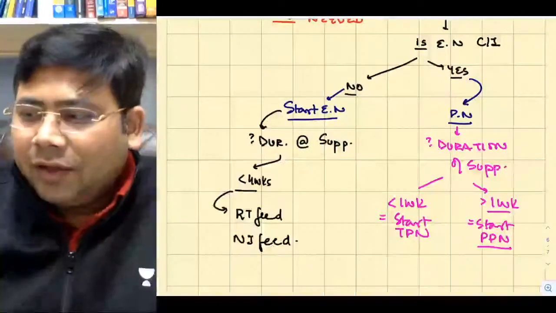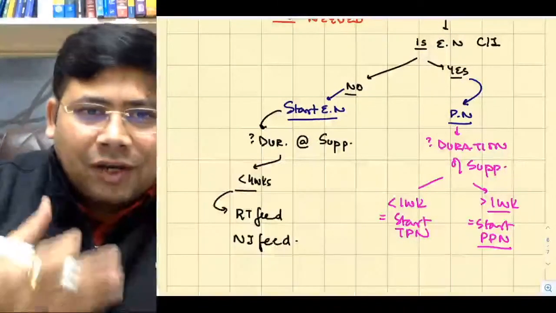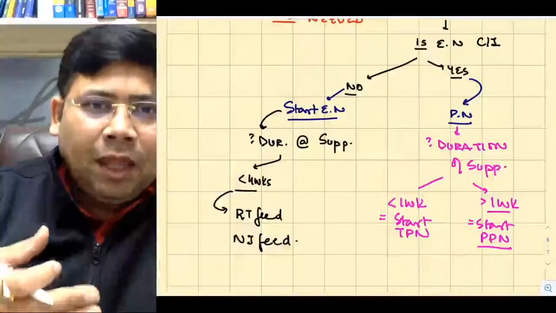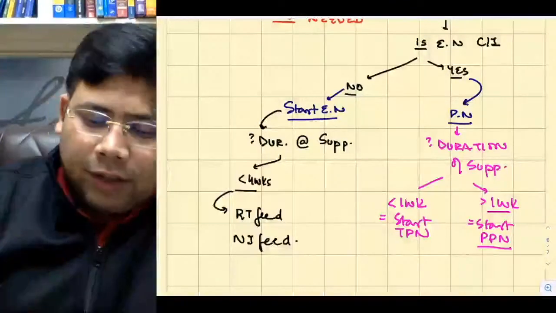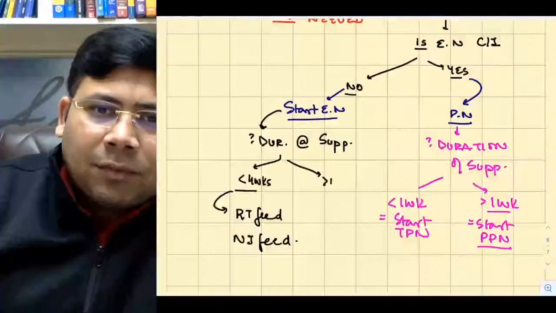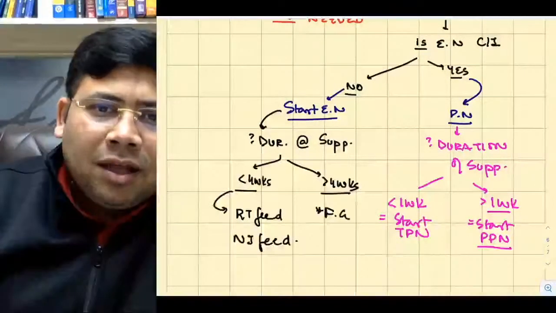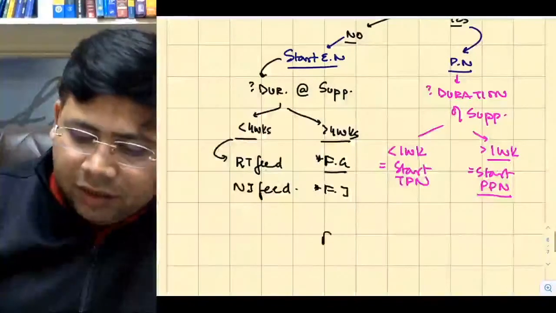RT feed and NJ feed depends on whether the patient has good gastric emptying, because if the gastric emptying is not good and you give the food in the stomach, you will always have a reflux, and this will cause aspiration pneumonitis. If you require support for more than 4 weeks, you have more important options, FG and FJ. What do you mean by FG and FJ?